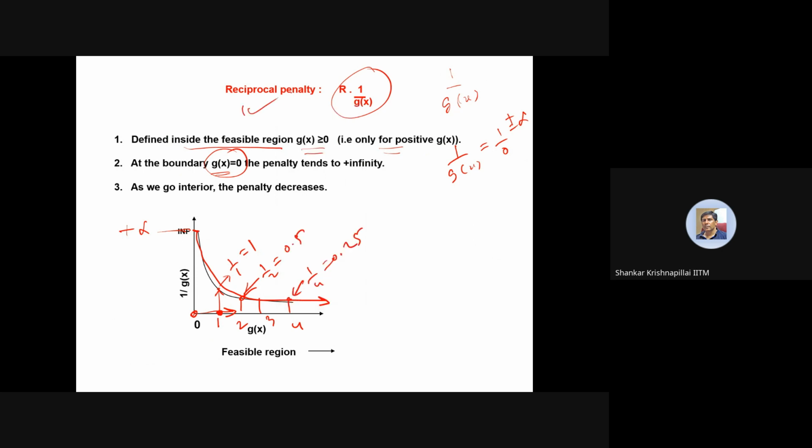So it is the same concept as the logarithmic penalty function, but this curve is less steep than the curve for the logarithmic penalty function. For the logarithmic penalty function, the curve will go like this. So the penalties are changing more drastically with the logarithmic penalty, and more gently with the reciprocal penalty. So this is an overview of the various types of penalty functions used by engineers and scientists.